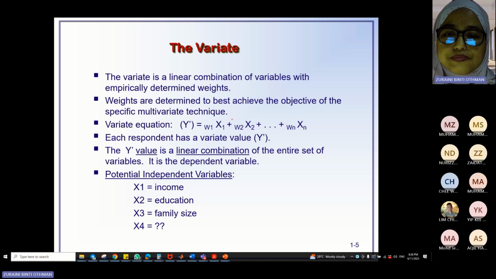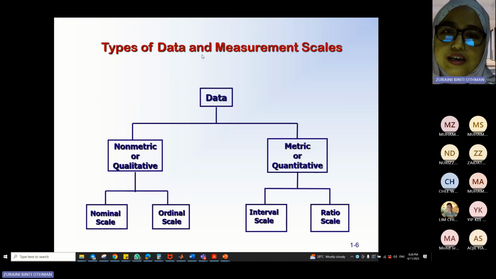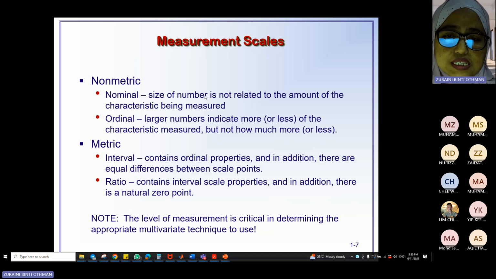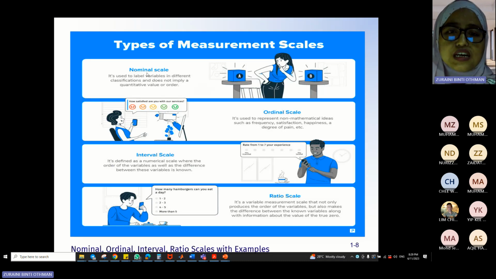Okey, contoh yang tu. Okey, so seterusnya, okay, this is the data type and measurement scale. We have data, then in this data we have non-metric or qualitative data and metric or quantitative data. Kalau qualitative or non-metric is nominal scale or ordinal scale. For metric and quantitative, we have interval scale, ratio scale. And the definition of non-metric and metric is here. You may read by yourself. But, okay, nominal size of number is not related the amount of the characteristic by measured. Yang ni lah nominal scale. Contohnya kat sini, it used to label variable in different classification and does not imply a quantitative value or order is nominal scale, whether it is A or B.